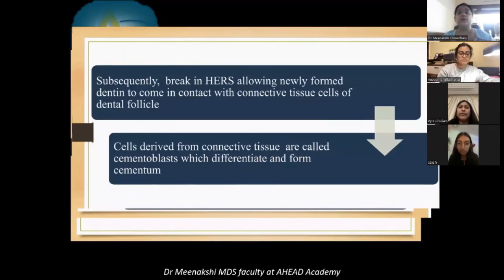Subsequently, Hertwig's epithelial root sheath breaks off. As soon as the breakage of Hertwig's epithelial root sheath happened, the dentine that was laid down, that hyalinized material with vacant odontoblastic processes, came in direct contact with the cells of the dental follicle, which are nothing but connective tissue cells, mesenchymal cells. Hence they have the property to differentiate into the lineage of cementum forming cells called cementoblasts, which differentiated further into different varieties of cementum.